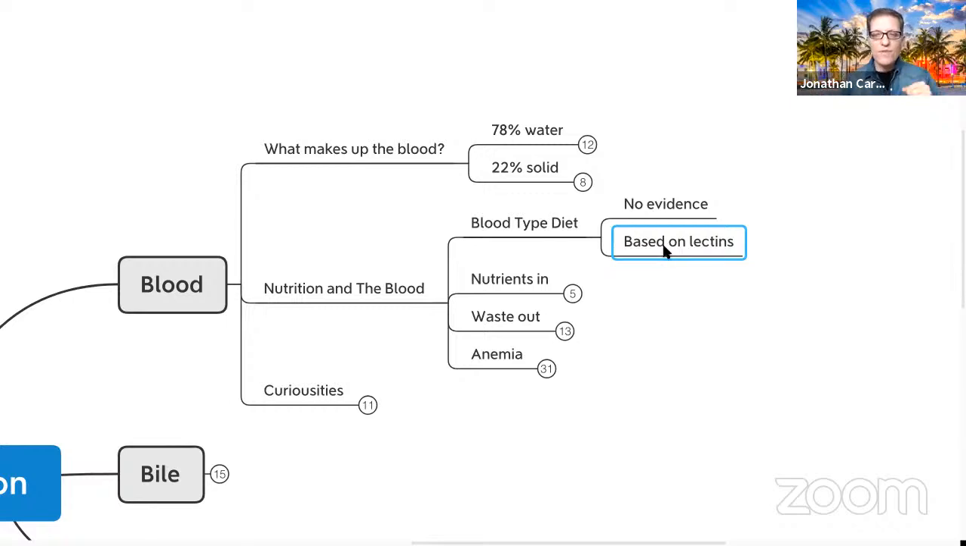But as we've spoken about lectins many times in past lectures, while it is true that some people are more sensitive to them than others, it doesn't correlate with your blood type. If you want to try the blood type diet, I'm certainly not going to tell you not to do it. But in terms of the evidence, there's minimal evidence.